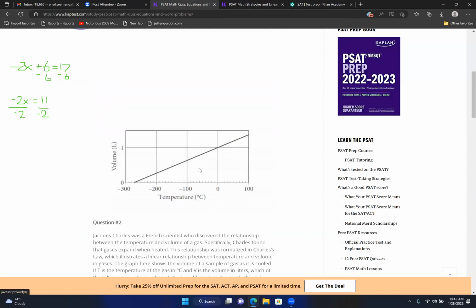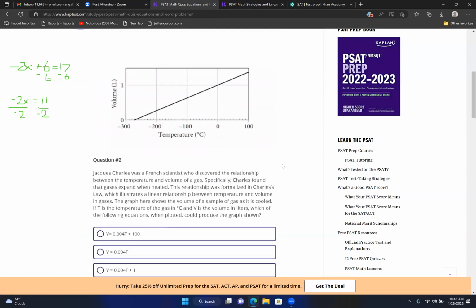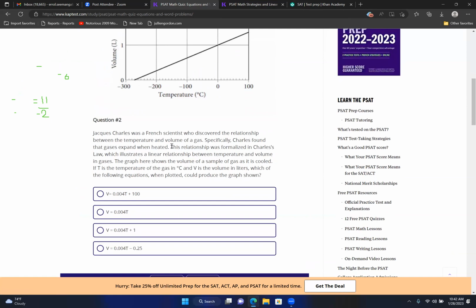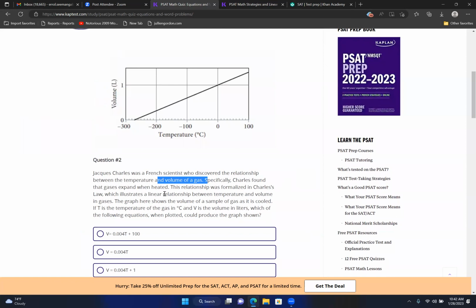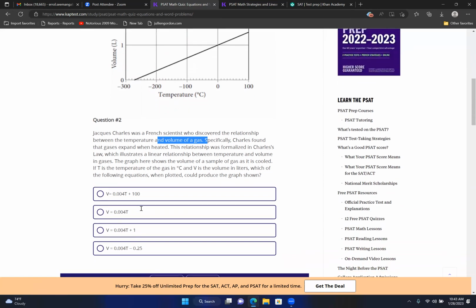Yep, good. All right, Jacques Charles was a French scientist who discovered the relationship between temperature and volume of gas. Specifically, Charles found that gases expand when heated. This relationship was formalized in Charles's law, which illustrates the linear relationship between temperature and volume in gases. The graph here shows the volume of a sample of gas as it is cooled. If T is the temperature of the gas in degrees Celsius and V is the volume in liters, which of the following equations, when plotted, could produce the graph shown? So they give us the graph.